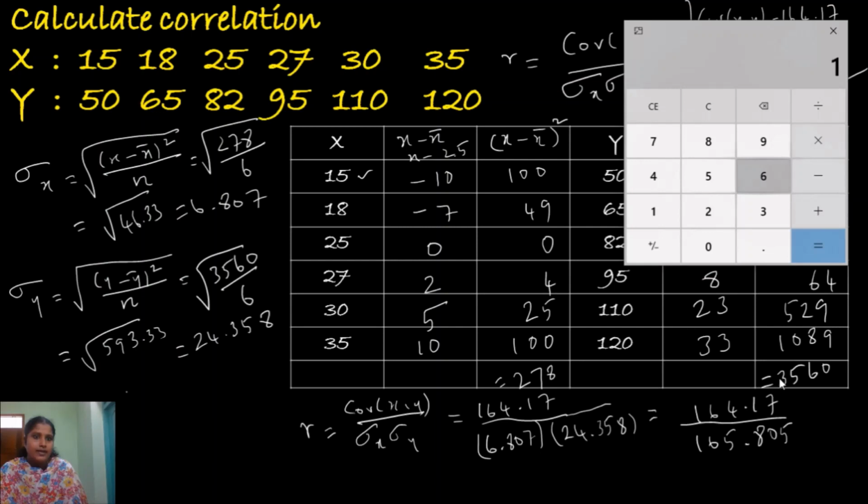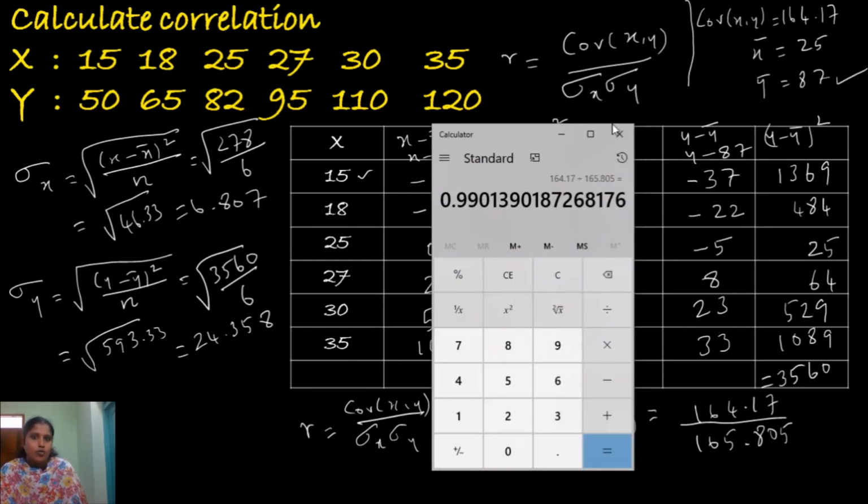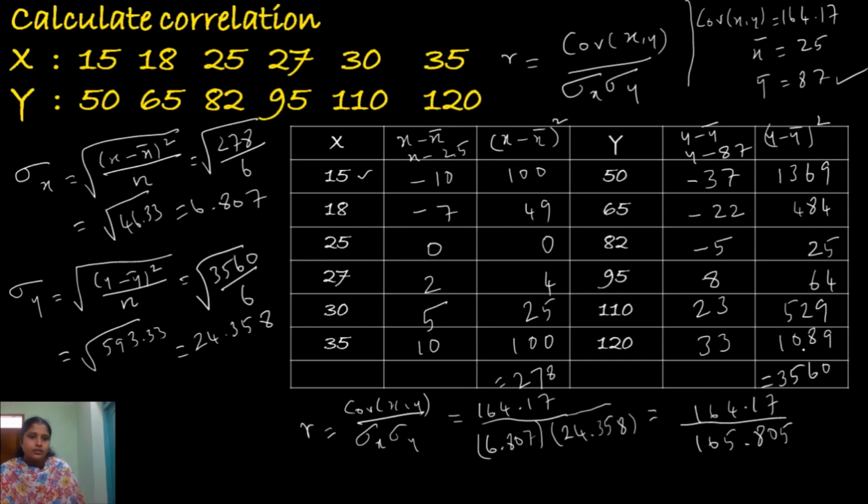The numerator is 164.17. So when we divide 164.17 by 165.805, I get the value as 0.99. So the value of correlation is plus 0.99.